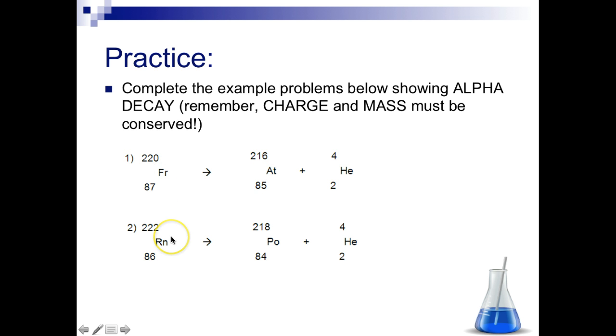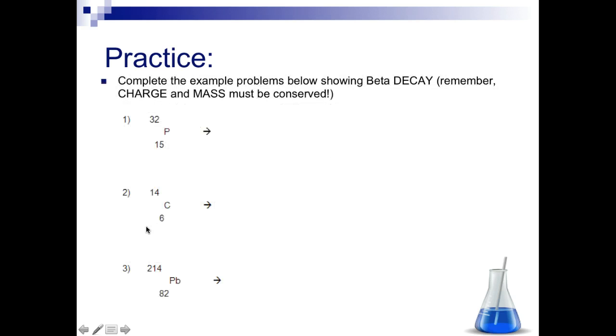So let's look at this one. It's undergoing alpha decay, so one of your products needs to be an alpha particle. Again, 2 plus whatever we put here needs to equal 86. We chose 84. The element that's 84 is polonium. And then 4 plus whatever the mass of polonium is, it has to be 218 in order to equal 222.